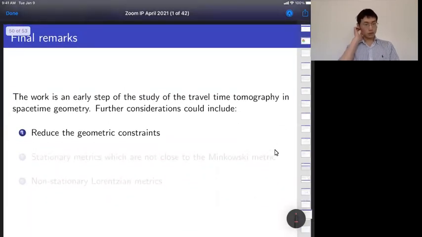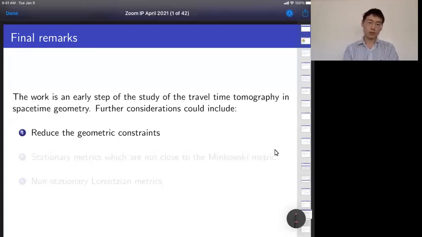Right, just some final remarks. As I said, there are only very few results existing in the literature. So our work is just an early attempt to study the Tropiton tomography problem, which is a version of the usual problem in space-time geometry. Also, in our case we only consider the metric being almost flat and with some assumptions. Of course, quite a lot of further work can be done on this problem.